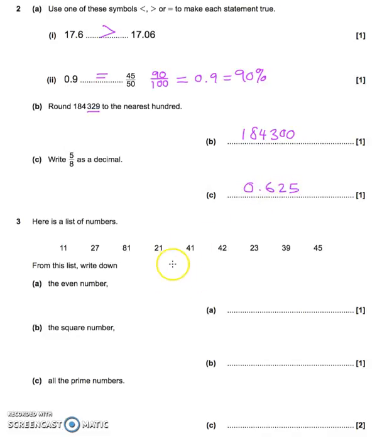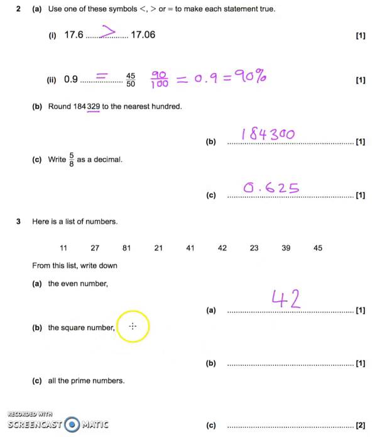Okay, number 3. We've got a list of numbers, and in the list of numbers we have to write down the even number. So looking through here, none of those are even until we get to 42. So 42 is the even number.